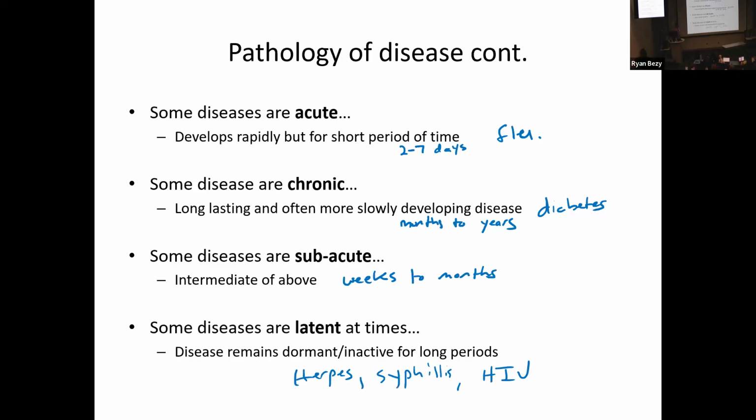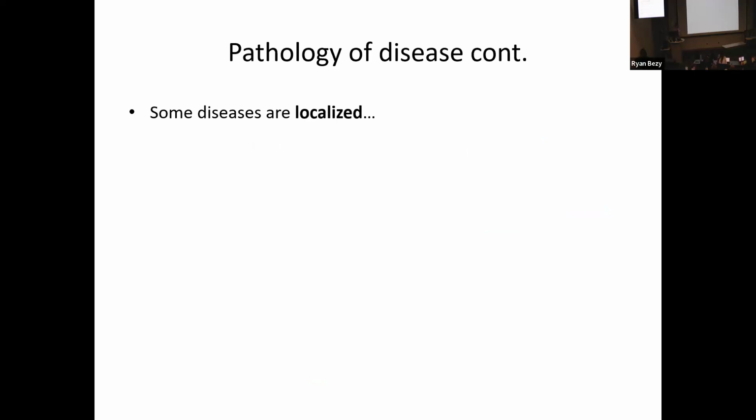Some diseases are going to be localized. Localized diseases means they're confined to one particular area of the body. For instance, tuberculosis is confined to what part of the body? Lungs, just the lungs. So tuberculosis is just going to be in the lungs. That makes it a localized disease.